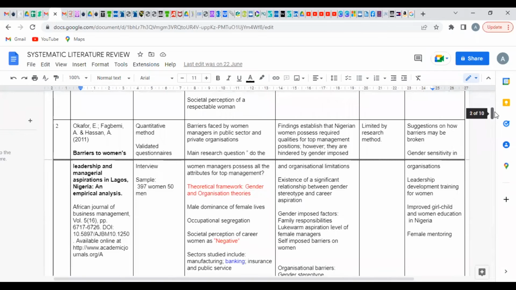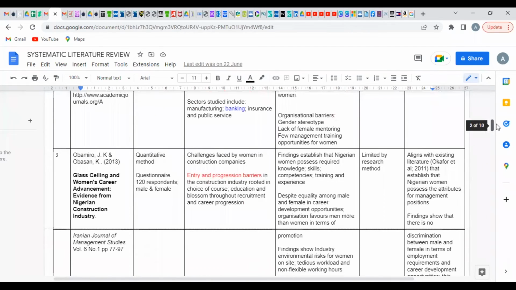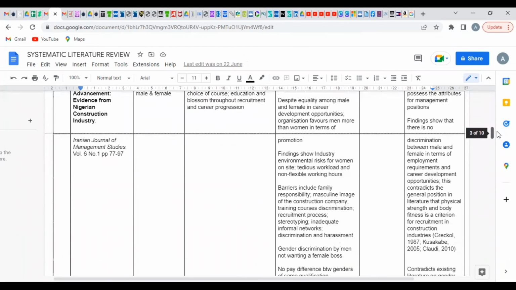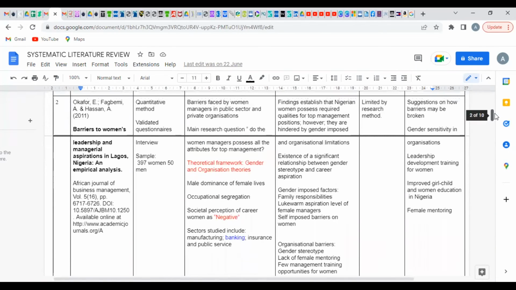Where is this one? Is it on page 2? Is it on page 3? I wrote it somewhere. No. If you present it in a table form, you'll be able to see your information.